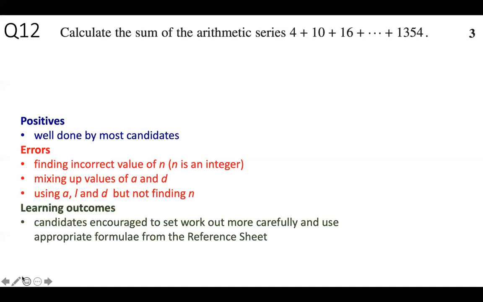So realistically, the recommendation would be for students to set their work out a little more carefully when it comes to questions of arithmetic and geometric series, and to use the appropriate formula from the reference sheet.